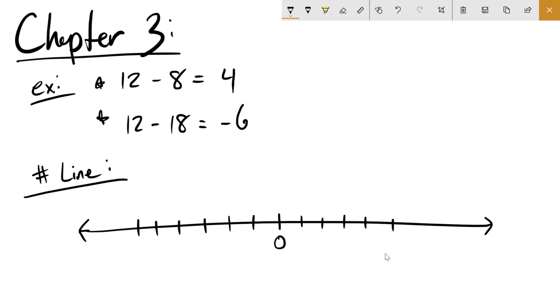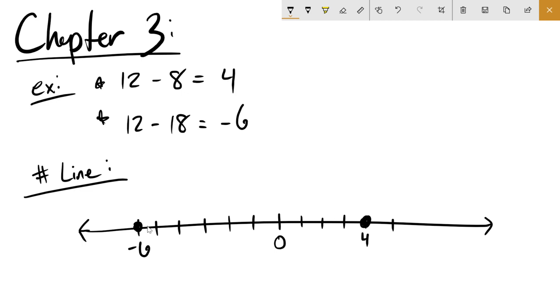So positive 4 would be 1, 2, 3, 4. So this would be 4, and then down to 1, 2, 3, 4, 5. This would be -6. So that'd be like two numbers on the line. Okay, and you can go both ways. And mostly where you run into negative numbers, they're not that common, but they occur in a few places.